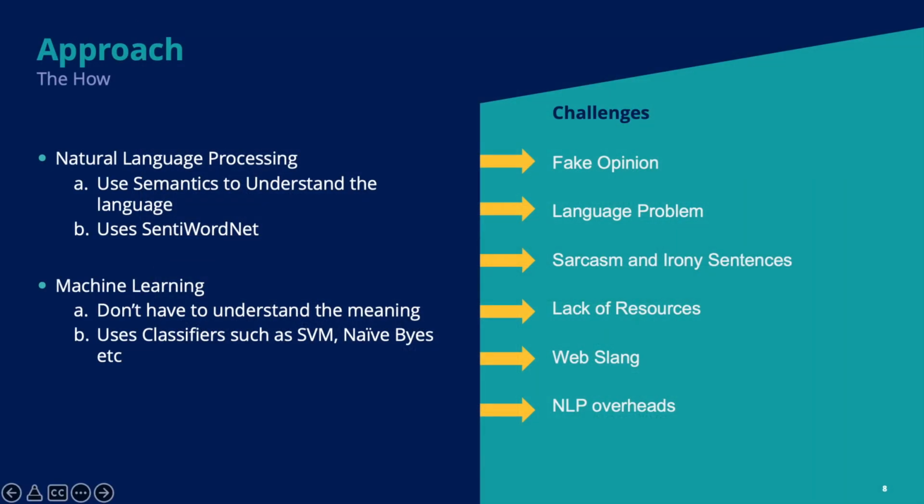After looking at what sentiment analysis is and the need of it, let us understand the approach. We can approach sentiment analysis in two methods. First is natural language processing, and the second is machine learning. In natural language processing, we use semantics to understand the language, which uses SentiWordNet. In machine learning, the main advantage is we do not need to understand the language, as it uses classifiers such as SVM and directly links the text to the particular sentiment.